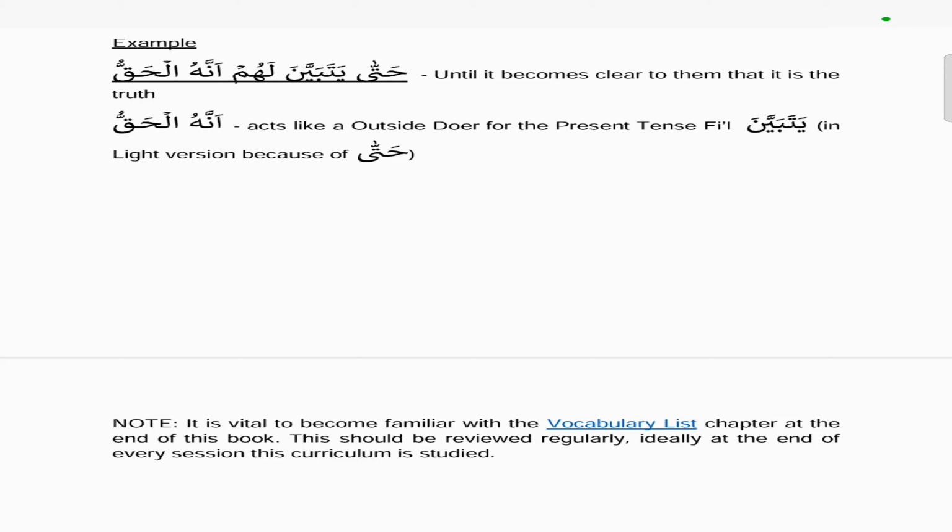And you'll notice that yatabayyana is in the light version because of hatta. Hatta is one of those words that when it comes before a present tense, it makes it light. So yatabayyana is light because it has a fatha at the end. Normally it would be yatabayyanu. So the anna al-haqqu acts like an outside doer for the present tense. So it actually becomes a compound ism. Together, annahu al-haqqu. The whole thing becomes a compound ism.